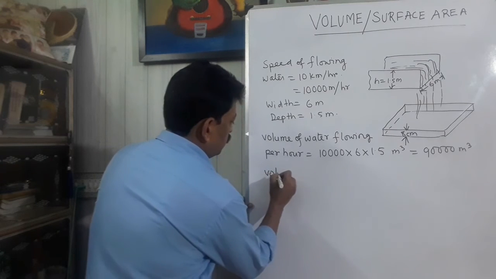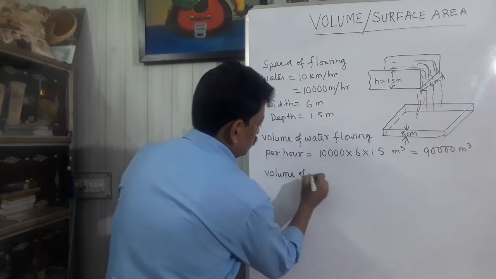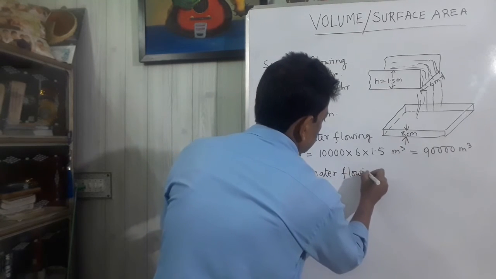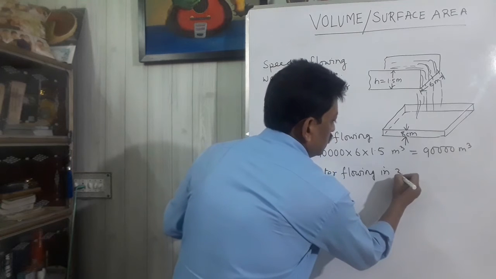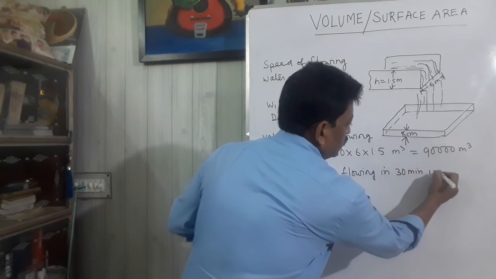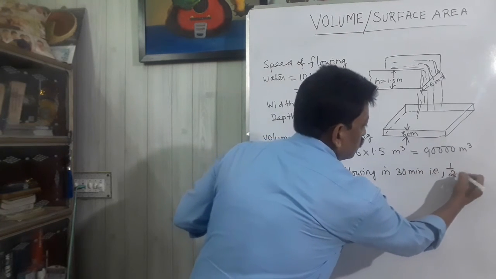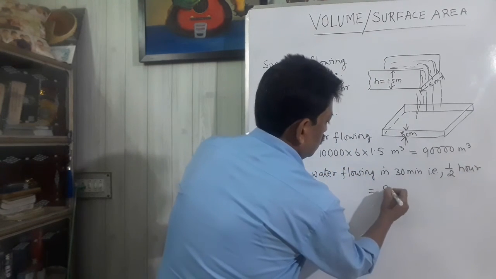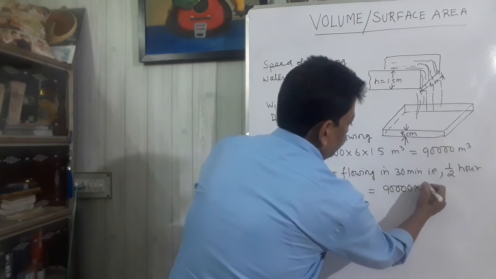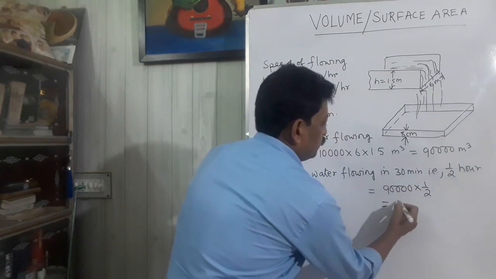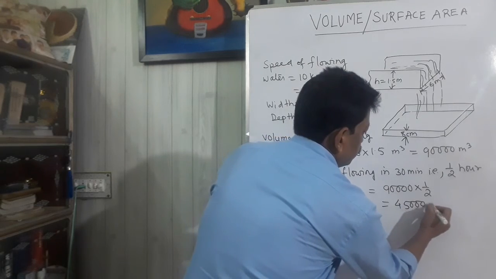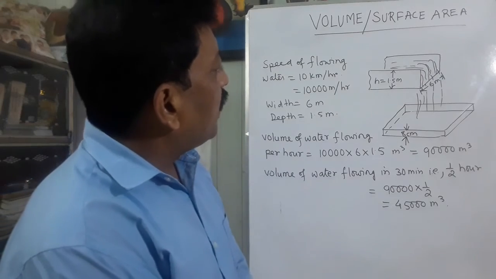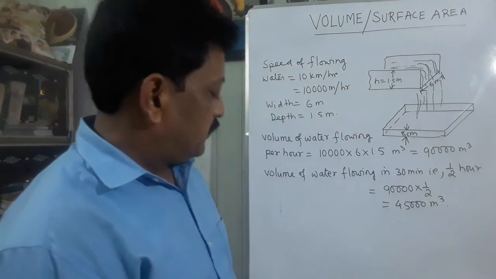Therefore, volume of water flowing in 30 minutes, that is half hour, equals to 90,000 into half equals to 45,000 meter cube. So this is the volume of water flowing in half hour inside the field.